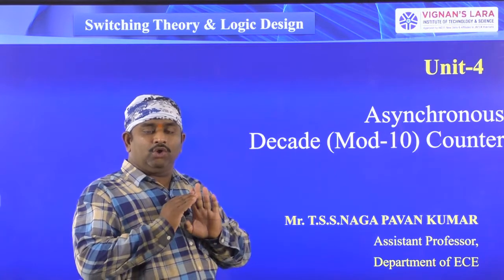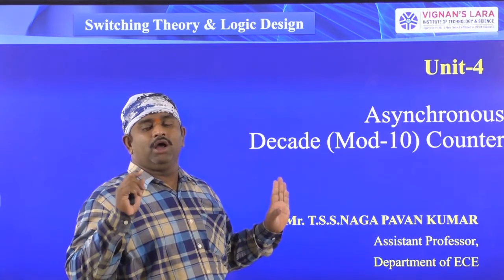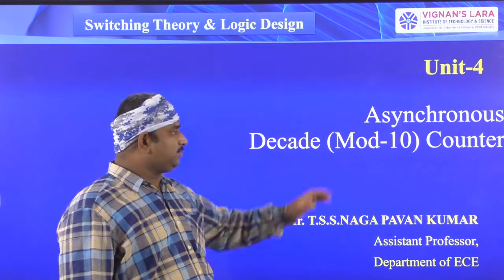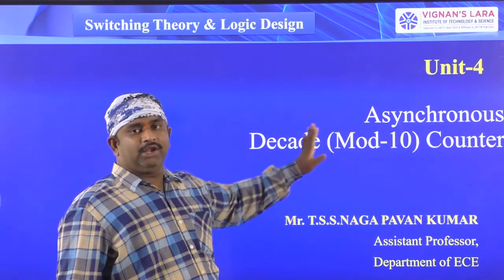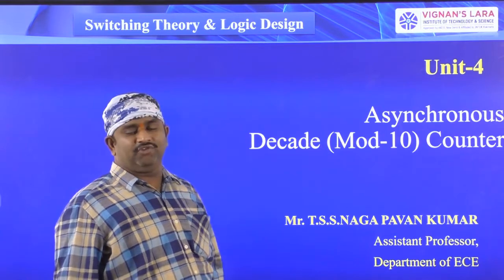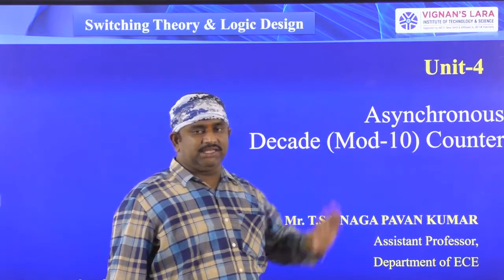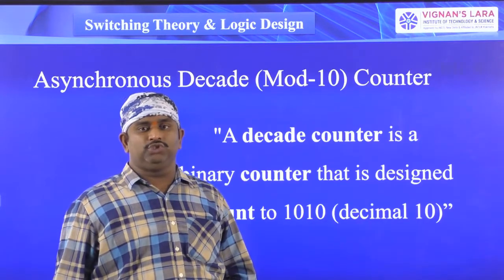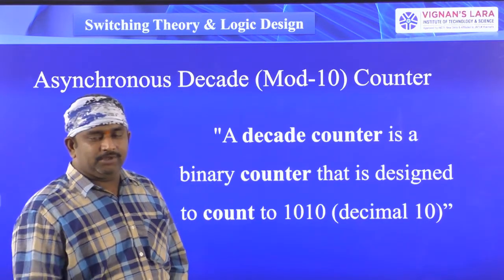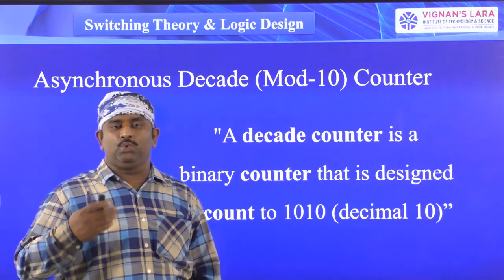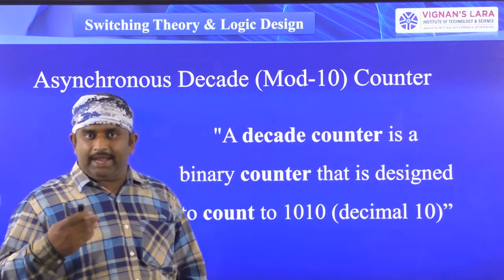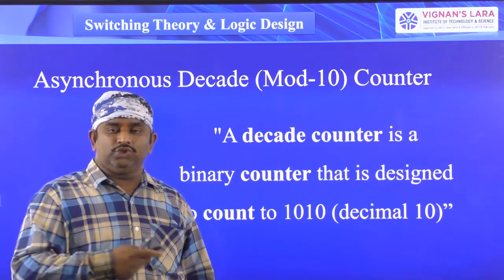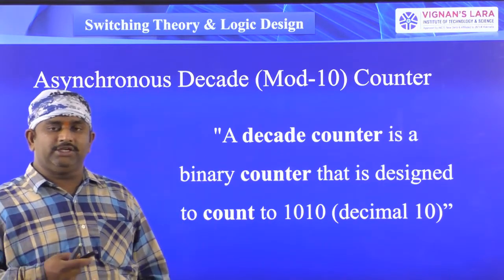There is no single clock for all the flip-flops. There is no common clock signal for all the flip-flops. Here we are using different clock pulses for the different flip-flops. So that is the asynchronous decade counter. It should start its count from 0 to 9. It has to perform only 0, 1, 2, 3, 4, 5, 6, 7, 8, 9. After that, again it has to start from 0. So 0 to 9, 0 to 9, like that it should count.